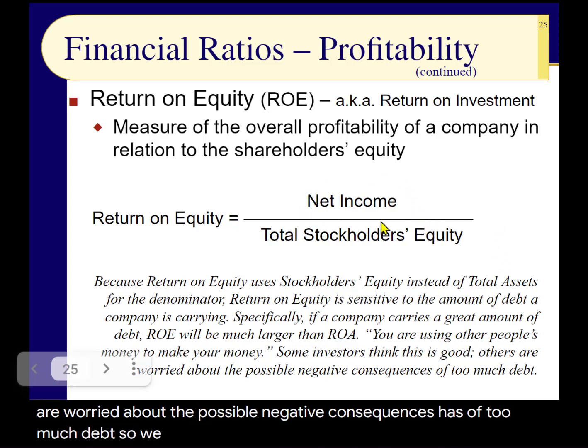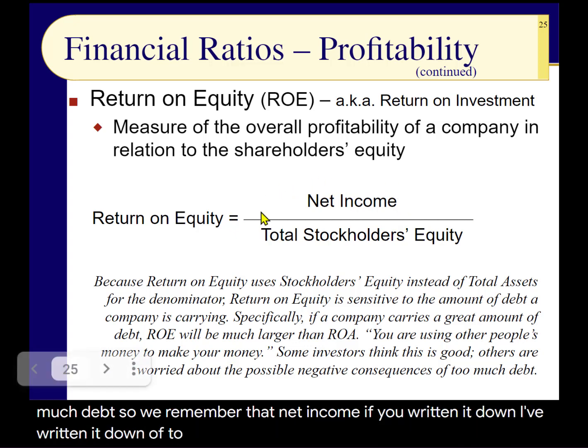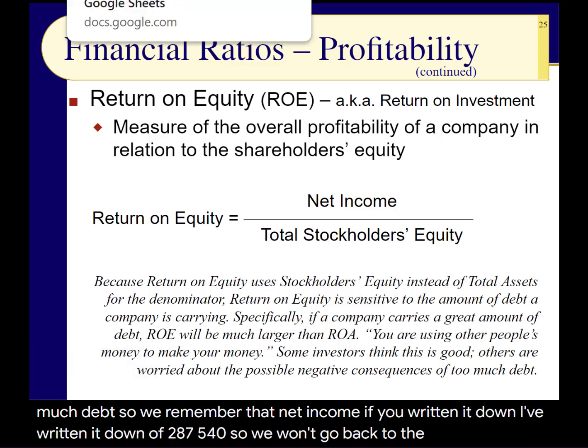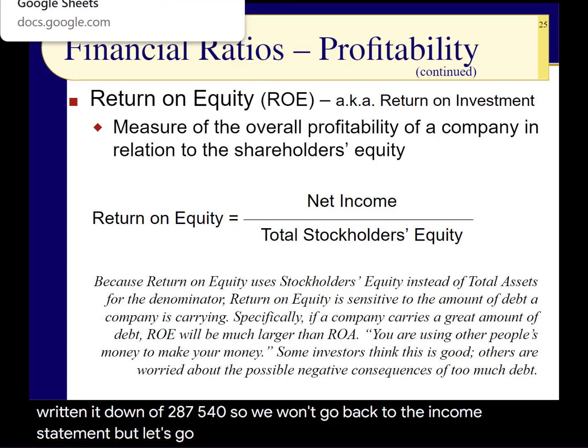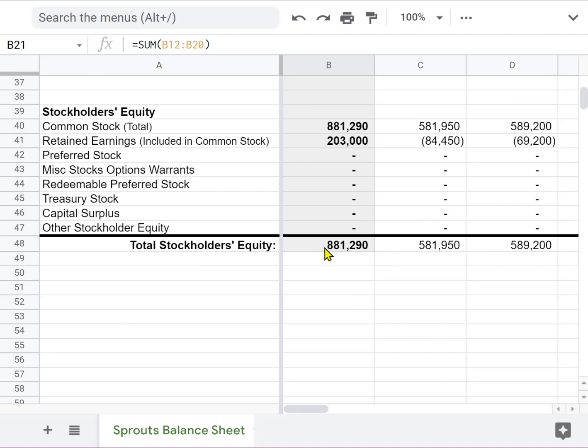So we remember that net income, if you've written it down, I've written it down, of 287,540. So we won't go back to the income statement. But let's go to the balance sheet and find the total stockholders' equity of 881,920, or 90.